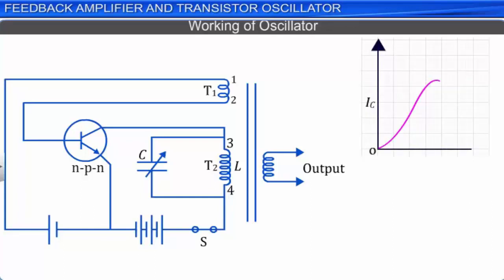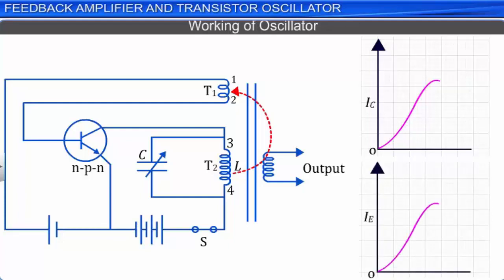As the collector current rises in coil T2, it induces a current in coil T1. Due to this inductance, or positive feedback from coil T2 to coil T1, the emitter current also rises to a peak value as shown in the graph. When the inductor current reaches the peak or becomes maximum, it stops rising further and the transistor goes into the saturation state.